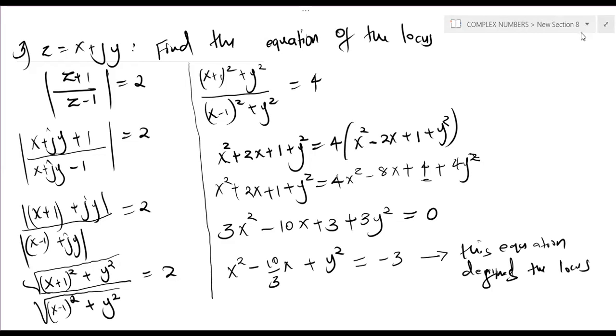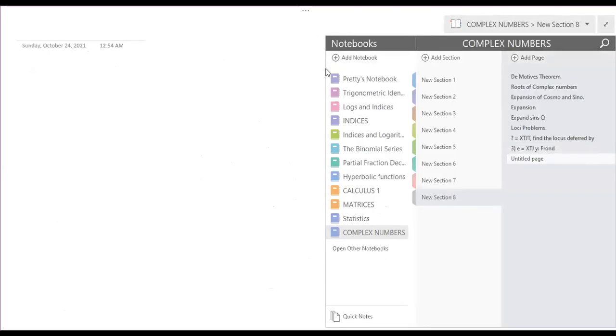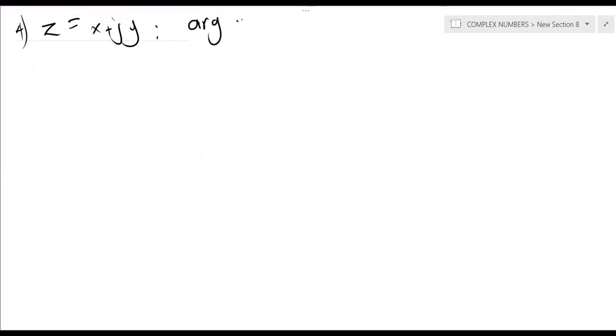Let's take up another example. Okay, so let's say we are given an example number 4. z is equal to x plus jy, and then we are being told to get the locus defined by arg of (z plus 2) over z is equal to pi over 4. So how do we go about evaluating this?